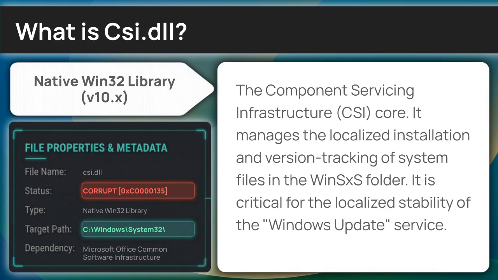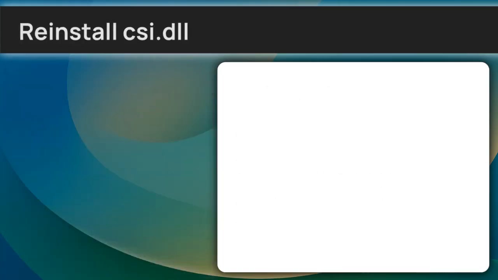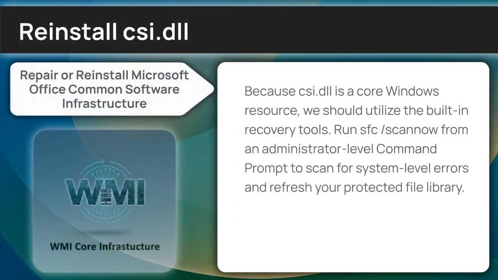With that context in mind, our first logical step is a clean reinstallation. Because CSI Library DLL is a core Windows resource, we should utilize the built-in recovery tools. Run sfc /scannow from an administrator-level command prompt to scan for system-level errors and refresh your protected file library.